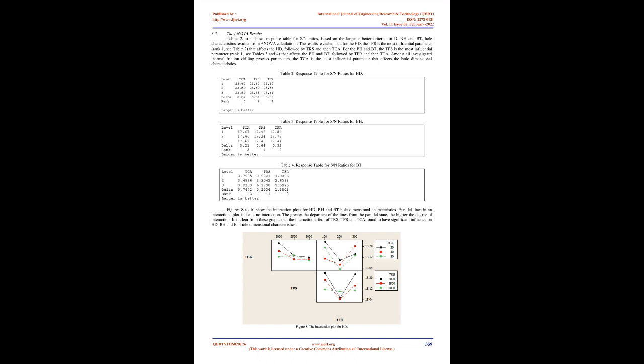Figure 6. Variation of the BH with the TRS at different TCA and TFS of A. 100, B. 200 and C.